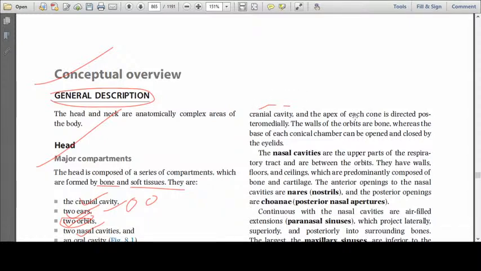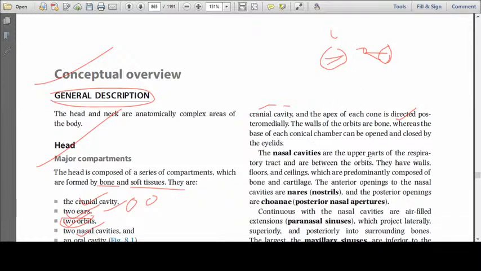The apex of each cone is directed posterior medially. This is very important to note. The orbit is directed posterior medially, so the cone is actually like this. If we suppose this as the left eye and this as the right eye, then the orbit is directed this way, posterior medially. It goes posteriorly and medially, within the cranial cavity, and ultimately reaches the cranial cavity.